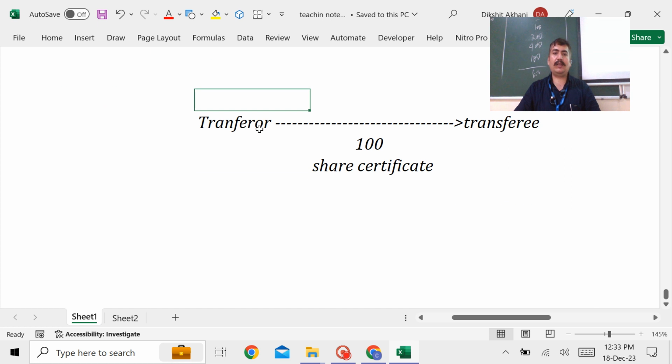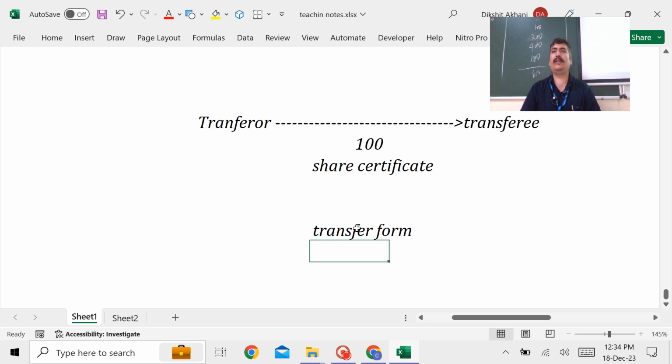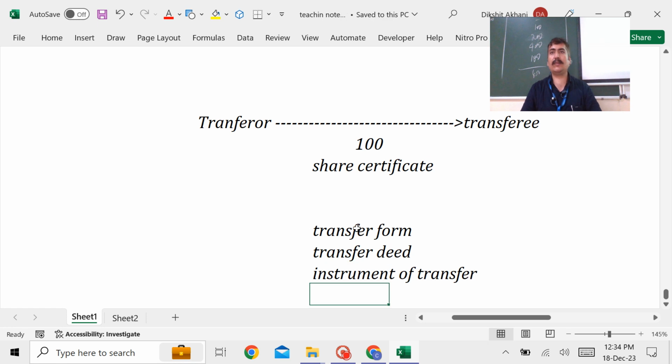Look, there are two parties. One is the transferor and the other is the transferee. In order for the transfer to take place, they have to download one transfer form. It is also known as transfer deed. It is also known as instrument of transfer. Are you getting me? It is also known as what? Instrument of transfer. From where do we need to download it? Nothing. Go to the ROC website.